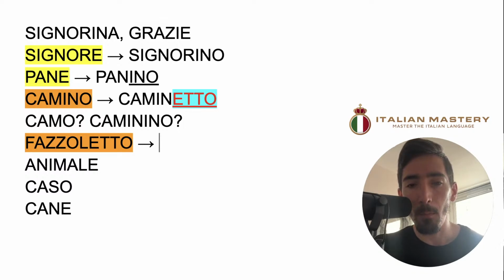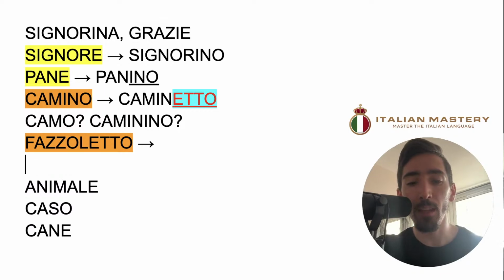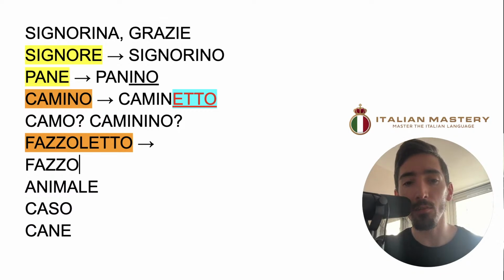Fazzoletto. Now, something very, very similar happens here. Think about what happened in the previous example and try to figure out what would happen here. Fazzoletto means napkin, and it doesn't come from fazzolo. This word does not exist, right? This is just a word that doesn't exist. I don't want you to write it down and remember it. It doesn't exist. So fazzoletto is already a word in its own right.